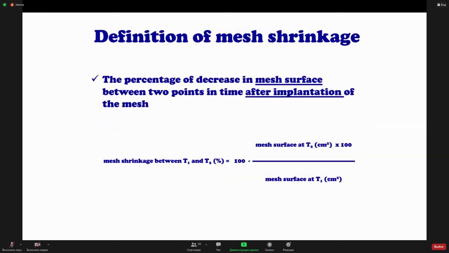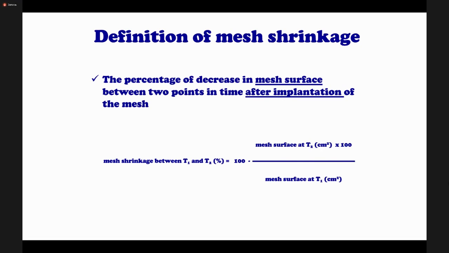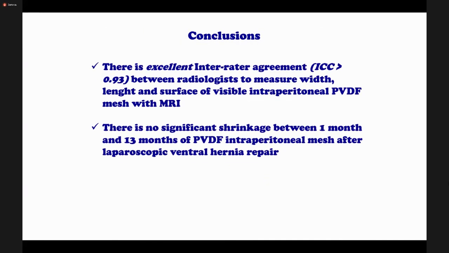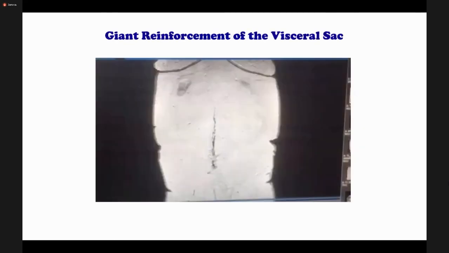So, one important thing when we talk about mesh shrinkage: we shouldn't be talking about what you've implanted and what you see later on your CT scan or imaging technique. You need to do two measurements in time and compare them, and then you can calculate your shrinkage. In the conclusion of this paper that was published, there was an excellent inter-rater agreement, and for this mesh in intraperitoneal position, we didn't see any significant shrinkage. We are now doing a similar study on a small group of 20 patients in a retromuscular position.